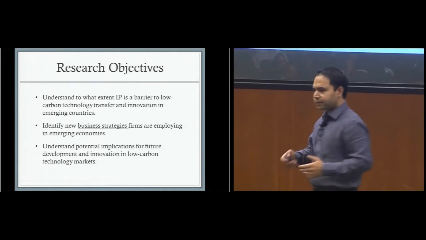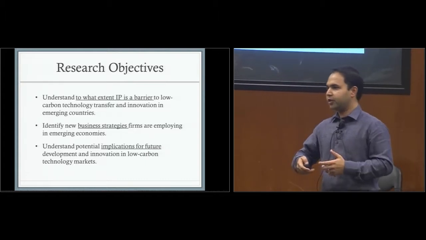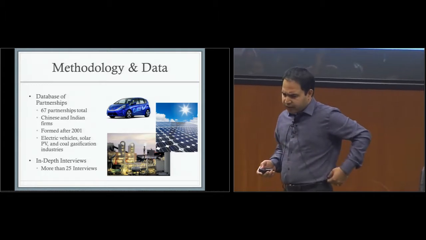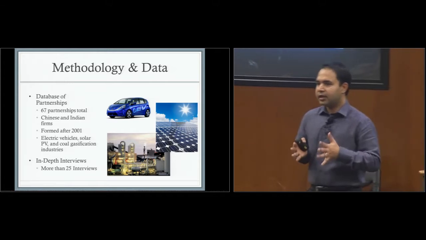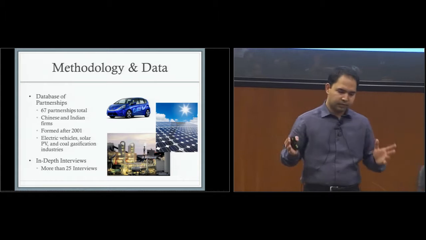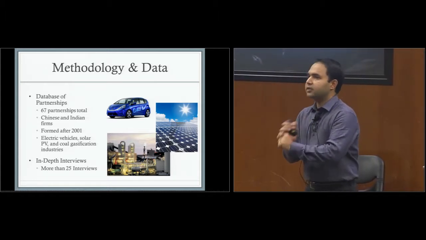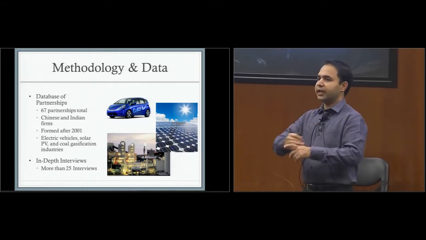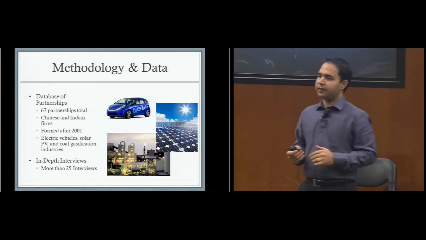And then finally, what are the implications for innovation generally? Innovation in emerging countries, but also the global innovation system. So in terms of methodology, we decided we'll focus on 3 technologies: electric vehicles, coal gasification, and solar PV. There are other things that are possible, but we focused on these 3 because they have characteristics that vary along important directions. And in a moment, I'll point out why they are important.